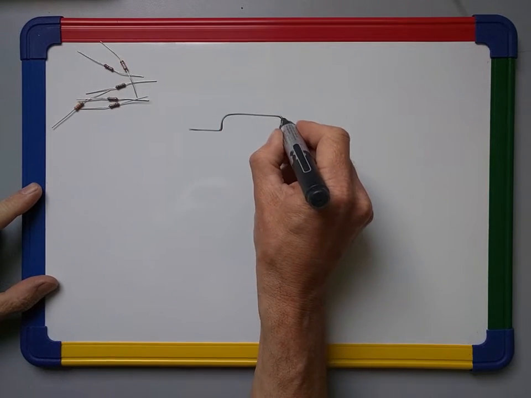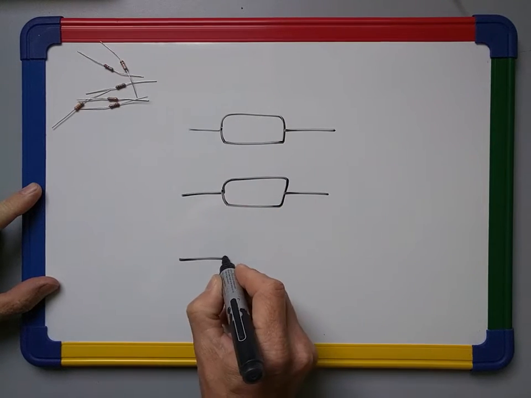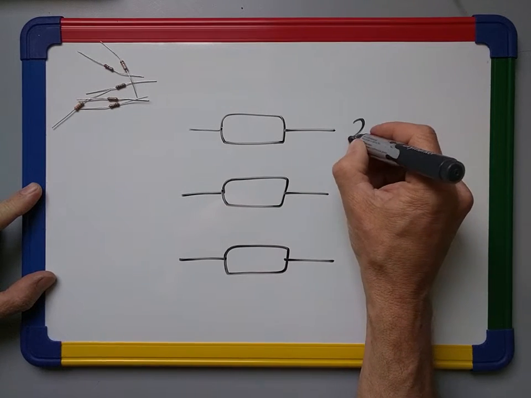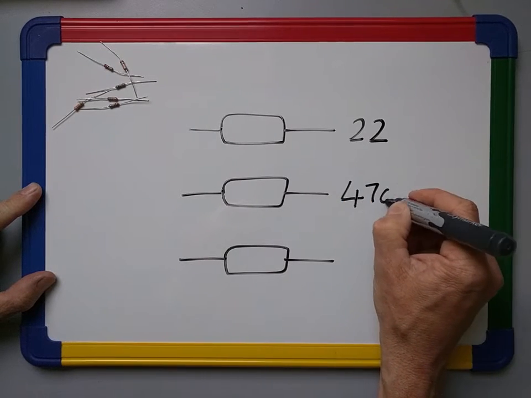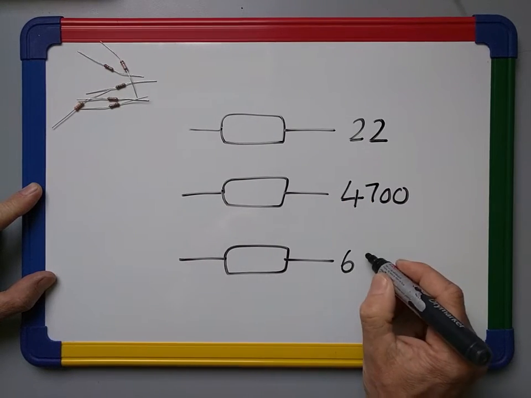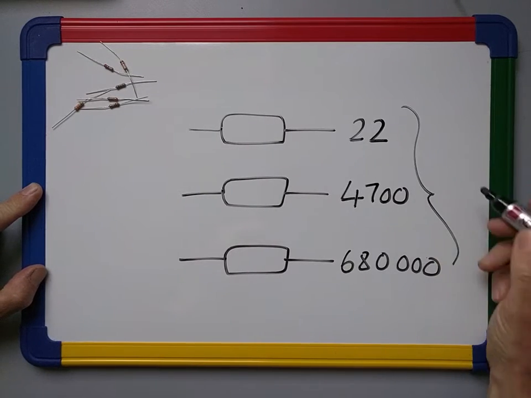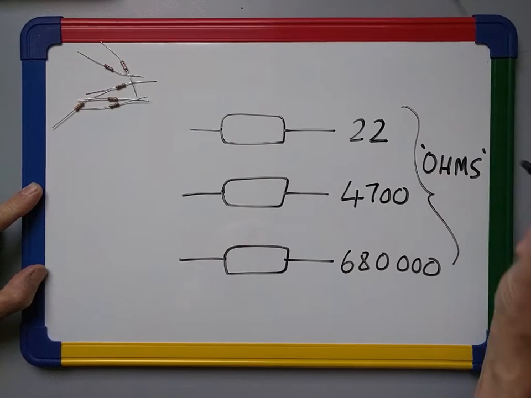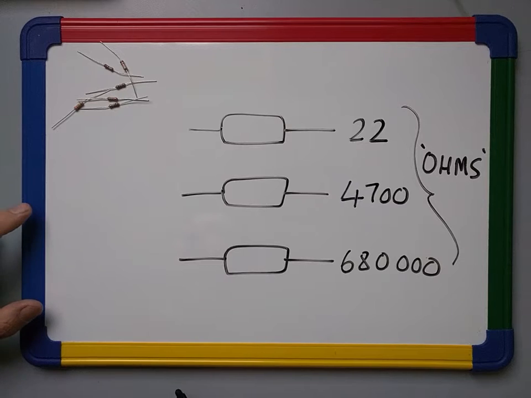So we have all different values on our resistors. So if we draw some big resistors here, we might find that we have a resistor that has a value of 22. There might be another one that has a value of 4,700. There might be another one that has a value of 680,000. And all of these are measured in ohms. So that's the unit of resistance. So 22 ohms, 4,700 ohms, 680,000 ohms.